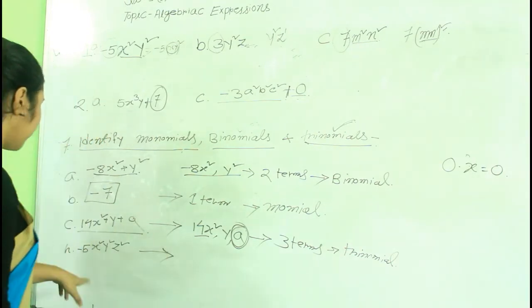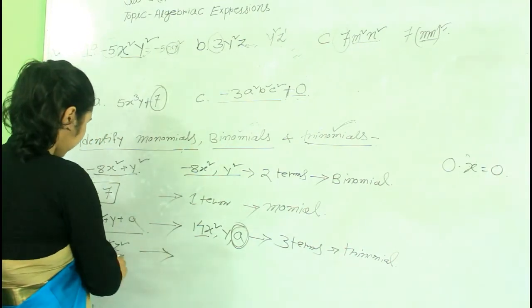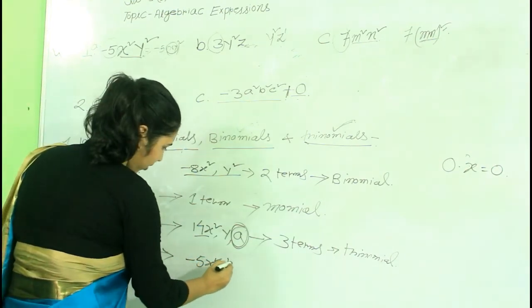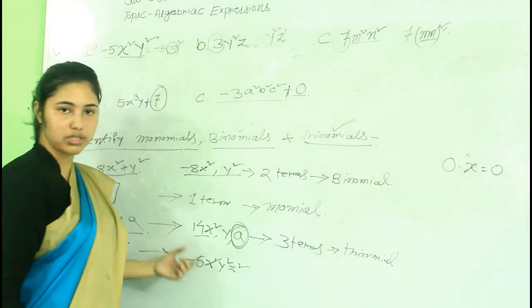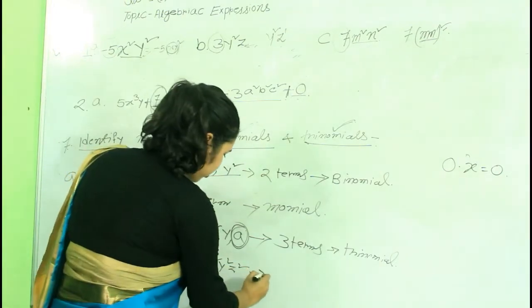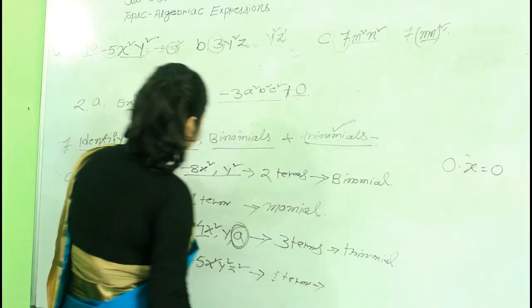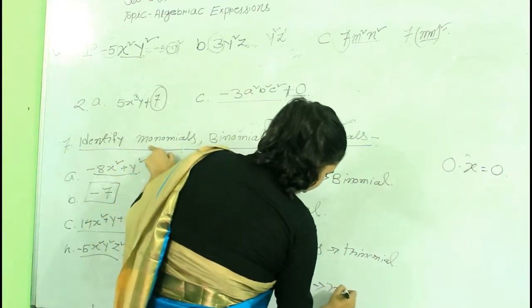In this expression we again have only one term, minus 5x squared y squared z squared, right? So again one term. So this is a monomial.